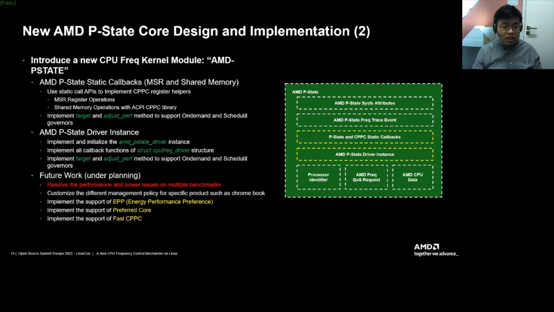In future, we plan to implement kernel parameters to switch between different frequency management policies and customize the management policies for specific products. We will also implement the EPP, energy performance preference control, the preferred core, and the fast CPPC. I would also like to discuss with the Linux power management developers for further support at the Linux Plumbers conference as well.